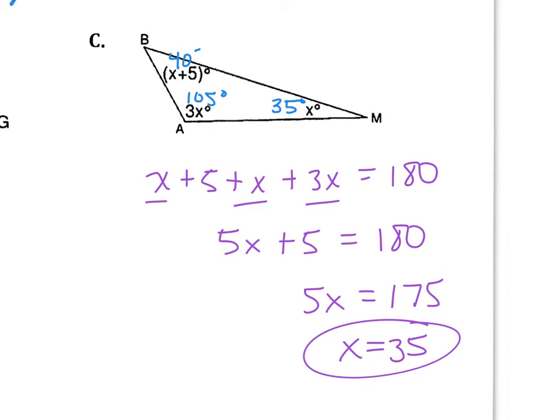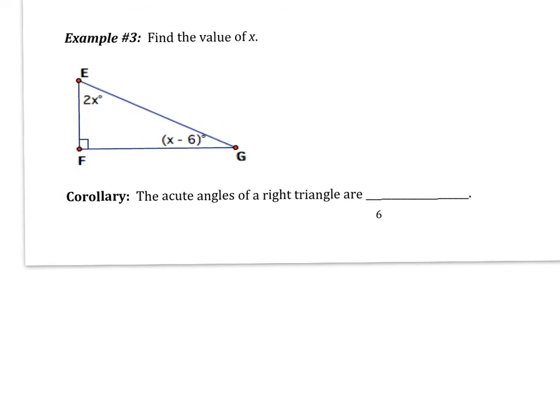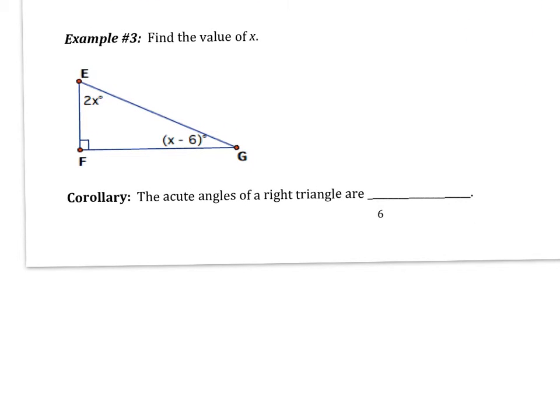What type of triangle is this? It's an obtuse scalene triangle because of the 105-degree angle. All right, one more. On example 3, the concept that you need to understand is that the three angles, 2x plus x minus 6 plus 90 for the right angle, add up to be 180.